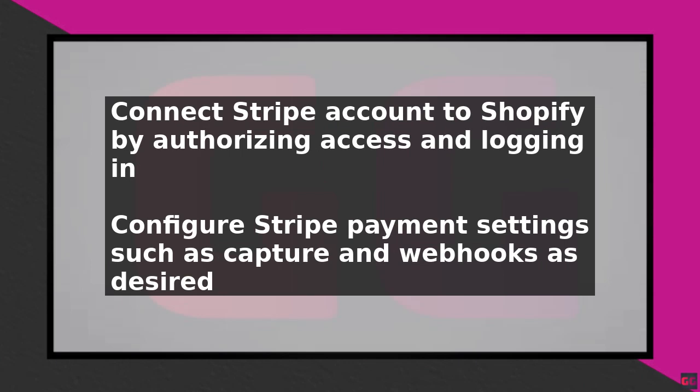To test the Stripe payment gateway, create a test order in your Shopify store and proceed to the checkout. Select Stripe as the payment method and complete the payment process. If the payment is successful, the order will be marked as paid in your Shopify admin panel.